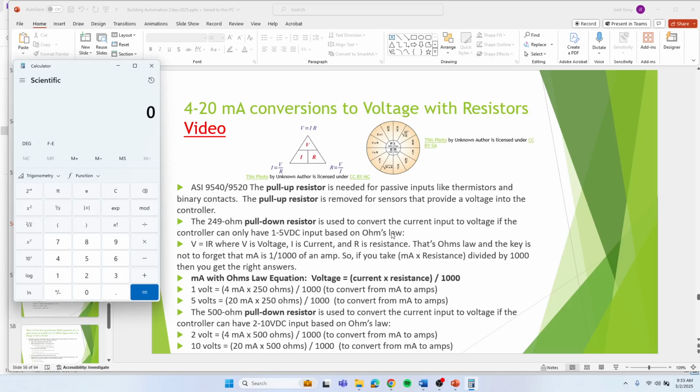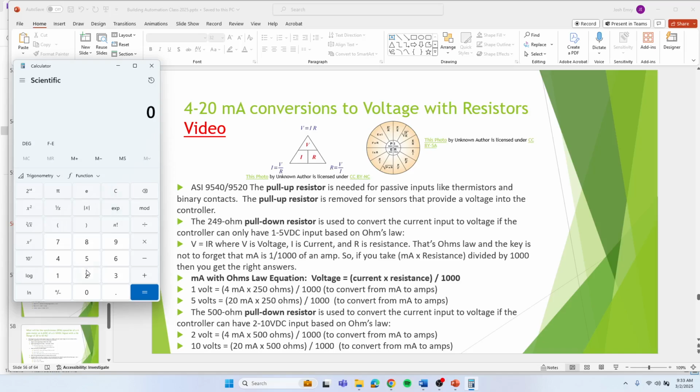So if we want to do a 1 to 5 volt conversion, you need to use a 250 ohm resistor. Now, why is that? You can just do the math behind it. So we've got a 4 milliamp signal. We take that times 250 ohms resistance. That equals 1000. We divide by 1000, and there's 1 volt DC.